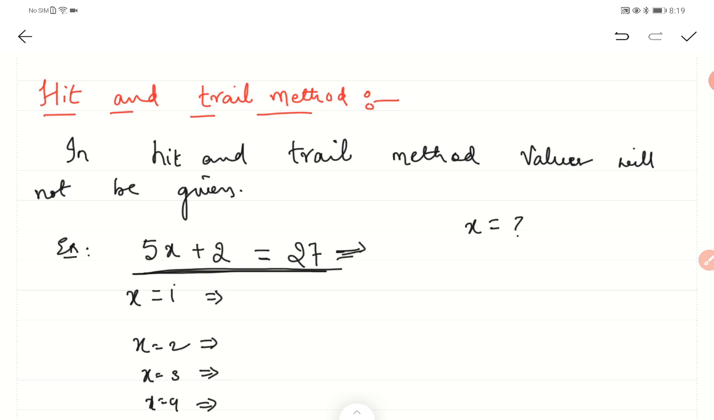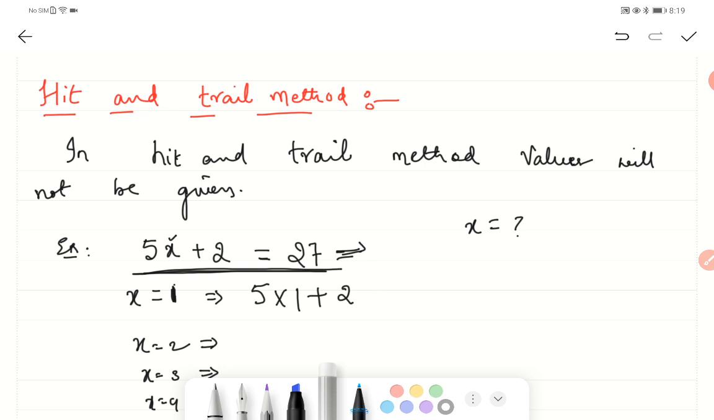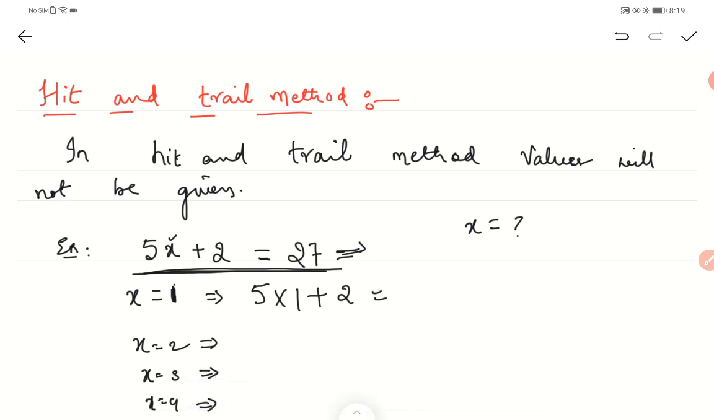So what will happen? I will keep 1 in place of x. 5 into 1 plus 2 is equal to 27. What is 5 into 1 plus 2 equal to? 5 into 1 is 5, plus 2, this is equal to 7. So this is your LHS side. We got LHS side as 7, but here on the RHS side it is 27. So for x equal to 1, it is not satisfying this equation. Let's put x equal to 2 in this equation.